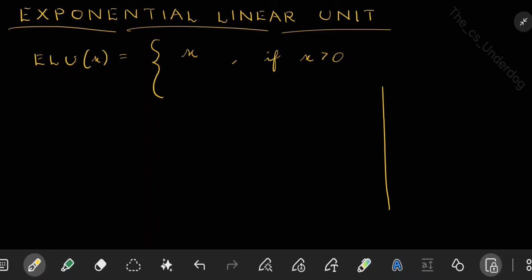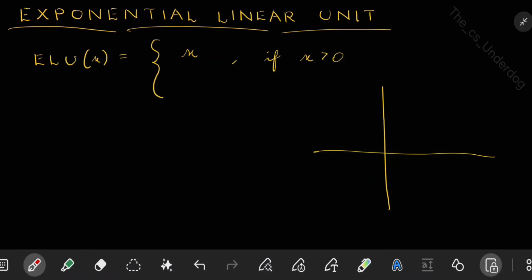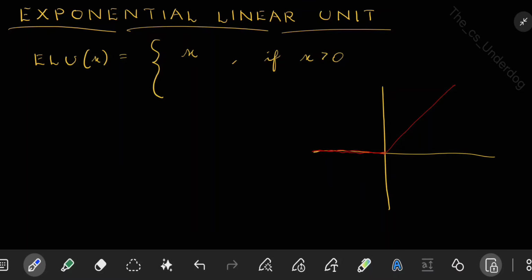I'll just draw the graph here. In case of normal ReLU, I'm drawing the graph of normal ReLU here. It will be on the positive side, the y equal to x line. On the negative side, it will be 0, right? This will be the line of normal ReLU. But if it is something like, let us say, leaky ReLU, on the positive side, you will have the same thing. But on the negative side, you have a slight tilt towards negative. That is why it is leaky.